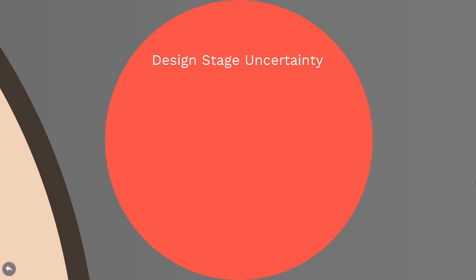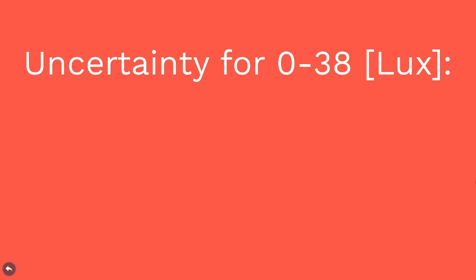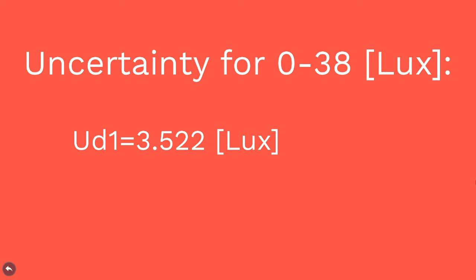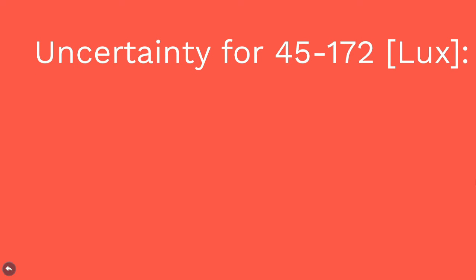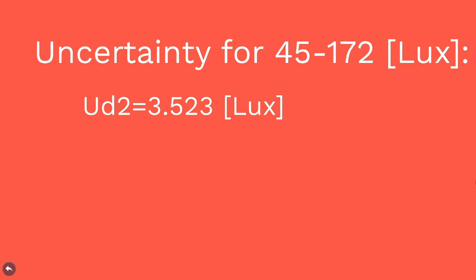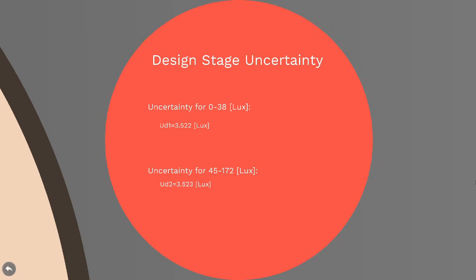There are two different design stage uncertainties for the two different ranges that were used in this experiment. The uncertainty for the range of 0 to 38 lux was found to be 3.522 lux. The uncertainty for the range of 45 to 172 lux was found to be 3.523 lux. In summary, the following characteristics were calculated.